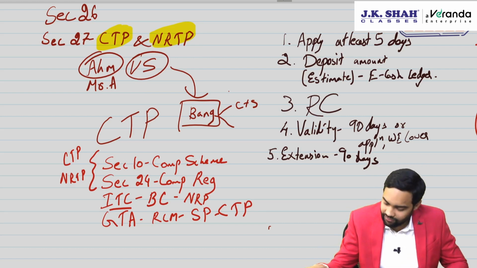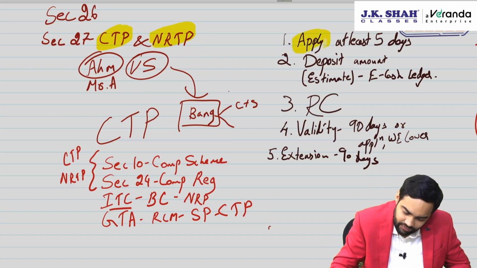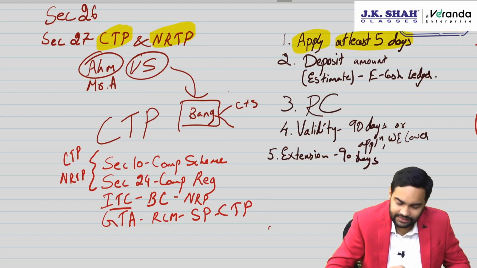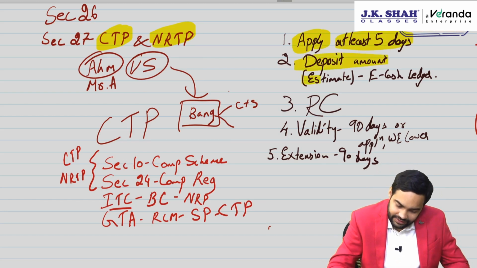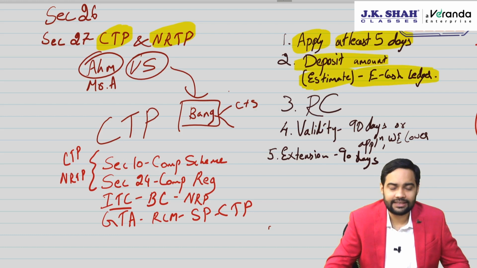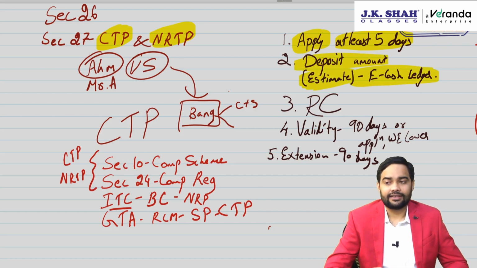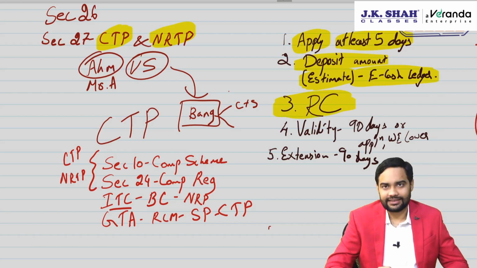Now, there are 5 key points which you need to remember for CTP and NRTP. They have to apply for registration at least 5 days prior to the commencement of business. They have to deposit an estimated amount through the e-cash ledger. Estimated tax liability: CBIC has clarified that gross liability is not required to be deposited, net liability is to be deposited. That means output minus ITC. They cannot start business until and unless they have a registration certificate.